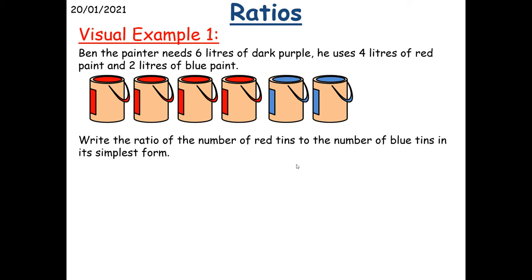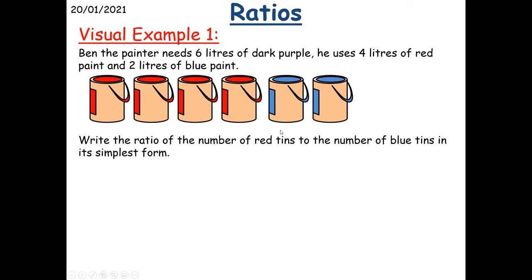So Ben the painter needs 6 litres of dark purple. Okay, he uses 4 litres of red paint, which is shown here with our 4 tins here, and 2 litres of blue paint, which is shown here with our 2 litres of blue paint. Write the ratio of the number of red tins to number of blue tins in its simplest form.